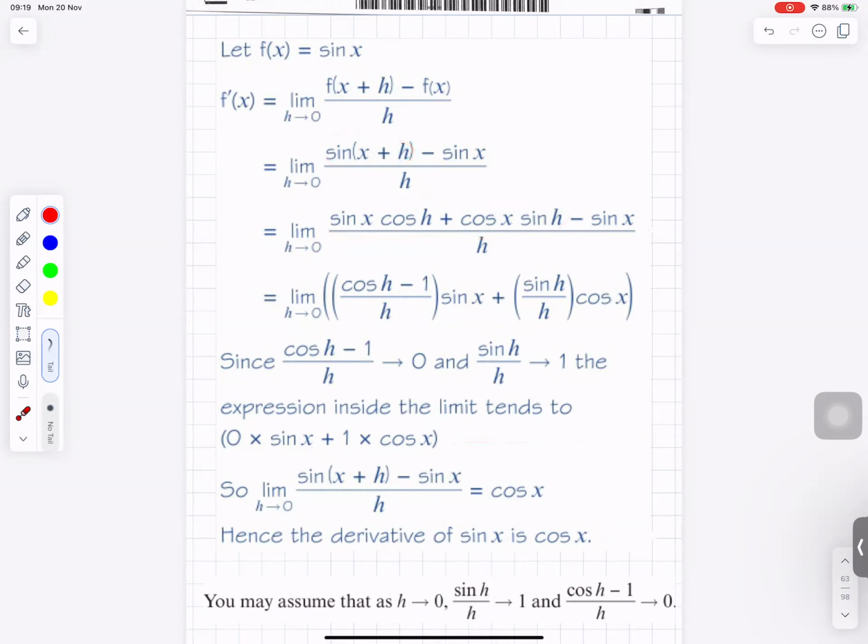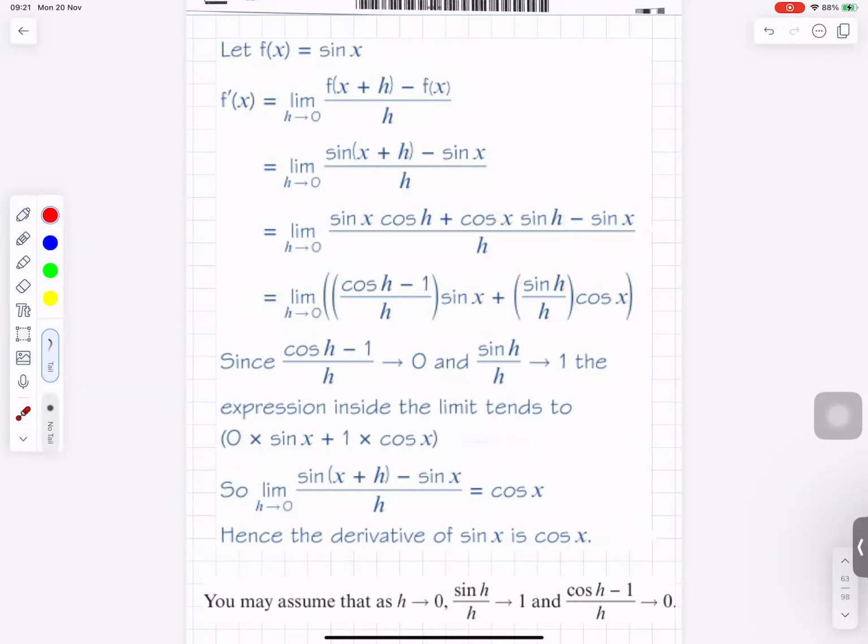Minus sine x over h. Now, you want to start to simplify it and rearrange it. So you want to use this one that says, you see the sine x minus sine x cos h, so that the sine x will come out of the bracket, and then you have cos x minus 1 all over h. And then you will use this one, sine h over h, times cos x.